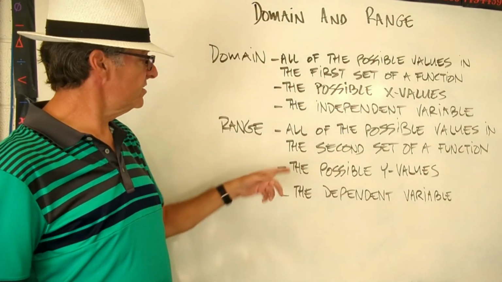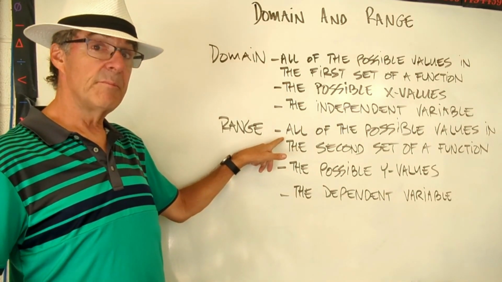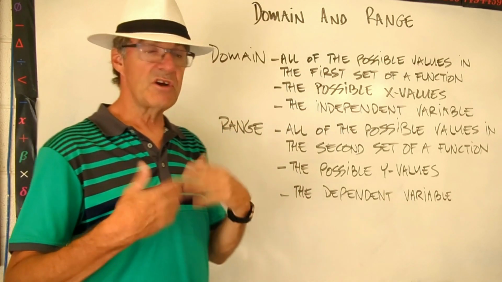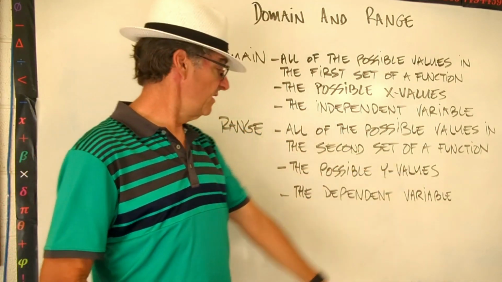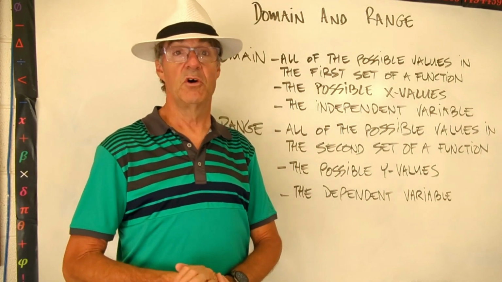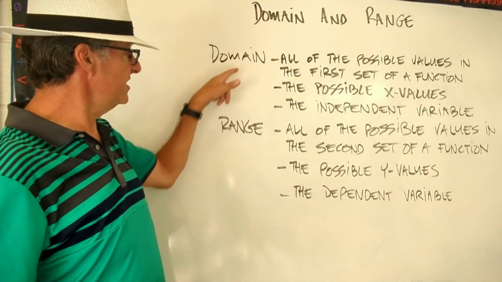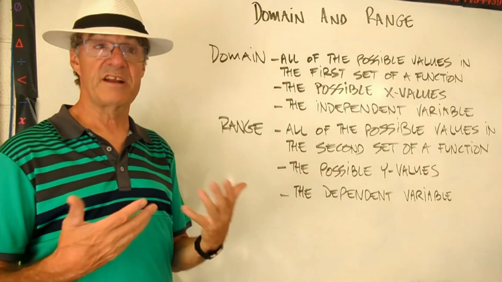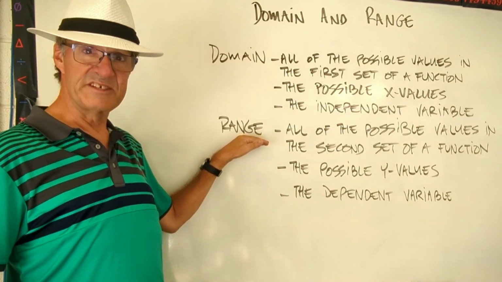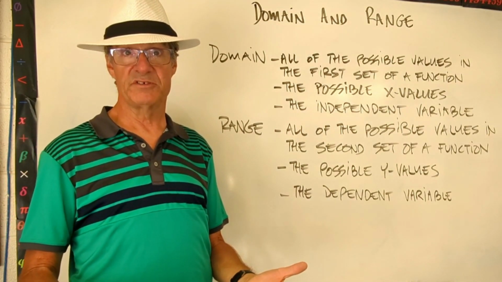So the range, the first definition point here, is just like the domain. This is all the possible values in the second set of the function. So that's all the possible y values. Finally, this one is called the dependent variable. So the range depends on the domain. So you can see these two things are interrelated. In fact, you have to analyze this at times to figure out what this is. Okay, so let's break that down and take a look at a few examples.